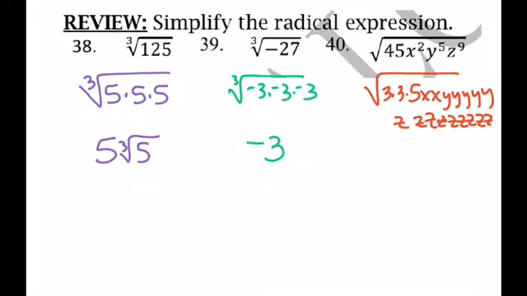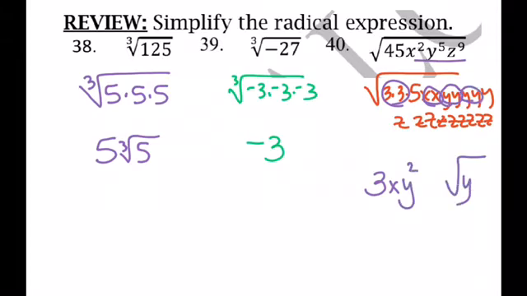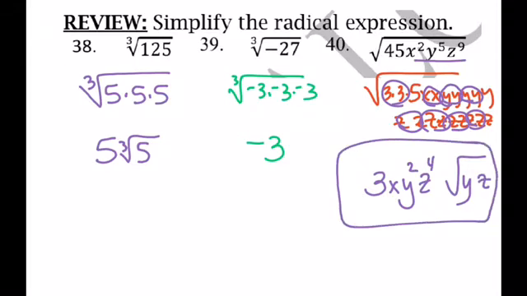Okay, this is what I have for 38 and 39. If you look at number 40, I wrote it all out. I expanded everything in there. I'm going to take out the pair of 3's. And then I look at my x's. I've got a pair of x's, a pair of y's, and another pair of y's. I still have one of the y's that's going to have to stay. Looking at my z's, I've got 4 pairs of them. So I'm going to have z to the 4th power, but one has to stay put. So this would be my simplified radical.